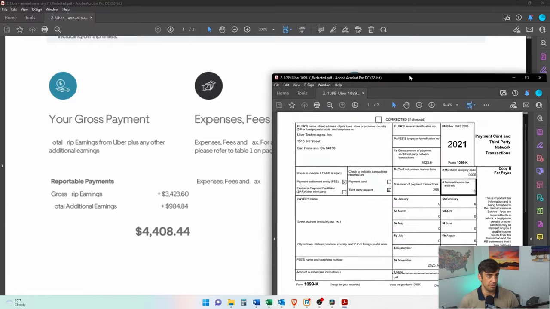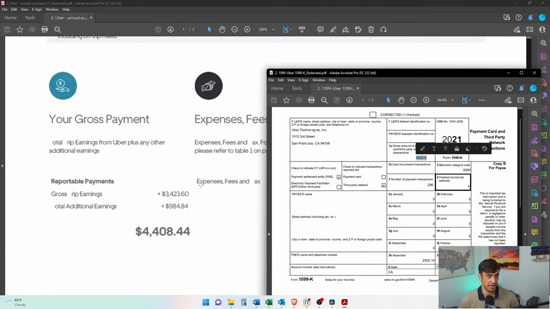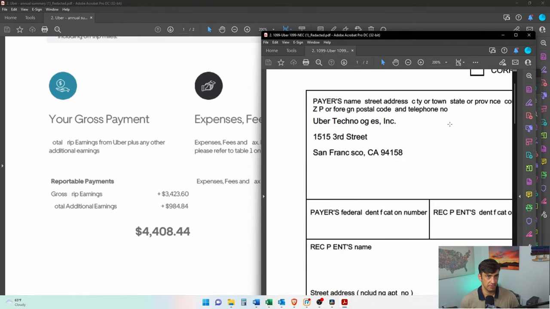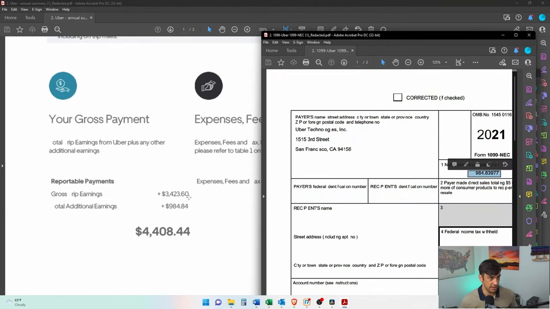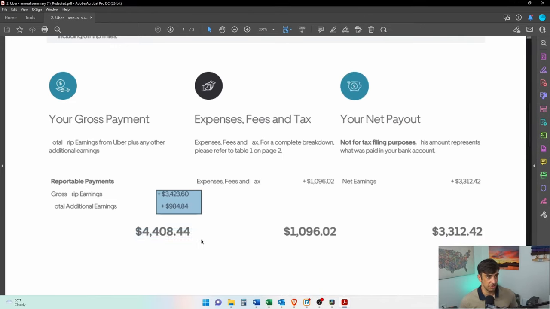This one, the 3400, is the 1099-K, and the 984 is the NEC, right? Here we go. Well, 984 right there, and that lines up here. So that 4,000 is what's going to go on our tax return as gross.